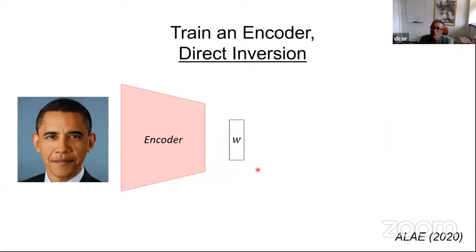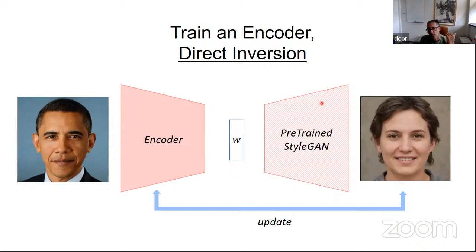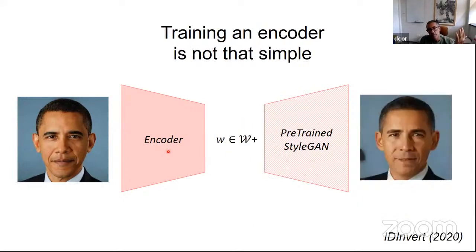Okay, so another approach is not to optimize, but to train an encoder. We can train an encoder that takes an image as input and predicts its corresponding W in W+, that reconstructs the image. I emphasize that this is a frozen StyleGAN. So we have an autoencoder. We train the encoder, and we get a reasonable result. That's what they did in that paper.